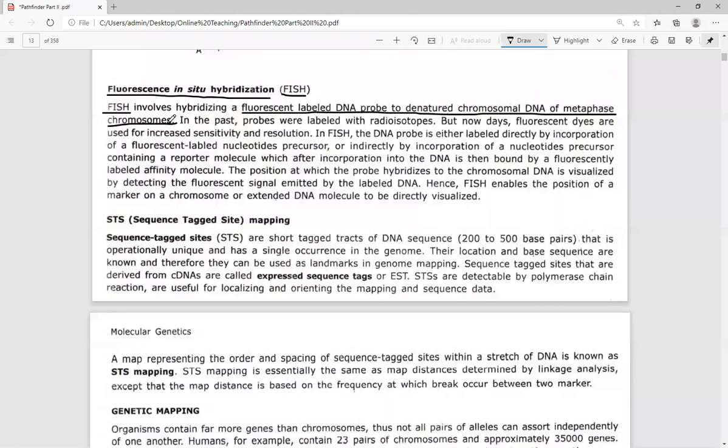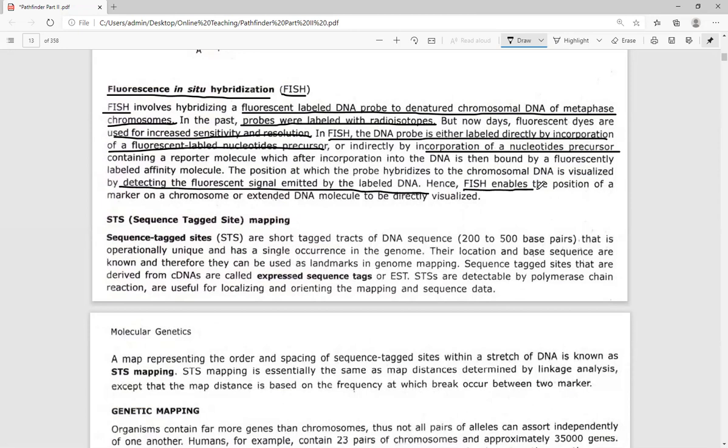In the past, probes were labeled with radioactivity. But nowadays, fluorescence dyes are used for increasing sensitivity as well as resolution. In fluorescence in situ hybridization, the DNA probe is either labeled directly by incorporating a fluorescent labeled nucleotide precursor molecule or by incorporating a nucleotide precursor molecule. The portion at which the probe hybridized to the chromosomal DNA is visualized by detecting the fluorescence signal emitted by the labeled probe.